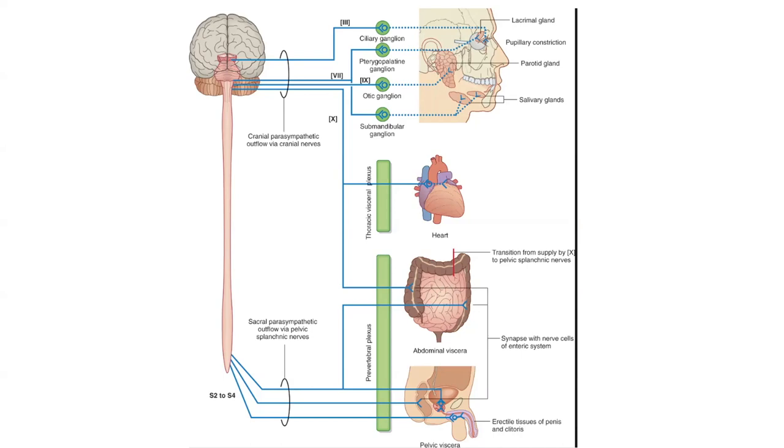Instead of that, the preganglionic fibers in the gastrointestinal tract synapse directly on the neurons in the ganglia of the enteric system that we are going to discuss. Regarding the preganglionic parasympathetic motor fibers of cranial nerves 3, 7, and 9, they separate from the nerve and connect with one of these four parasympathetic ganglia, which are the ciliary ganglion, pterygopalatine ganglion, otic ganglion, and submandibular ganglion.